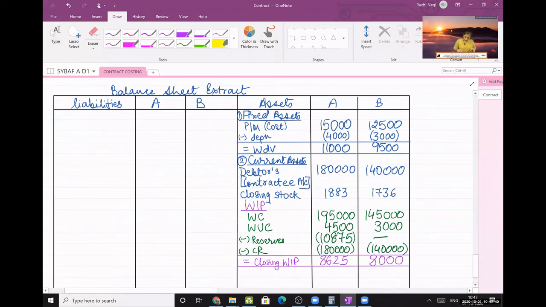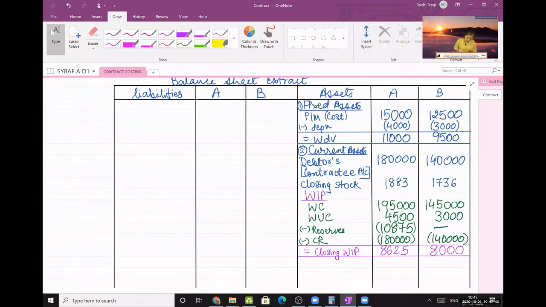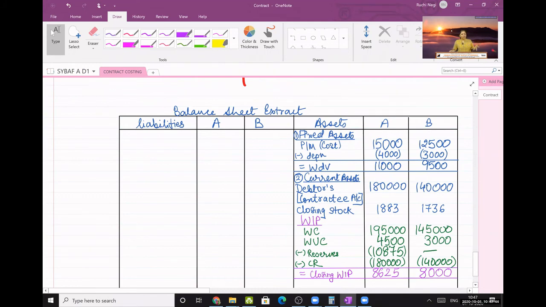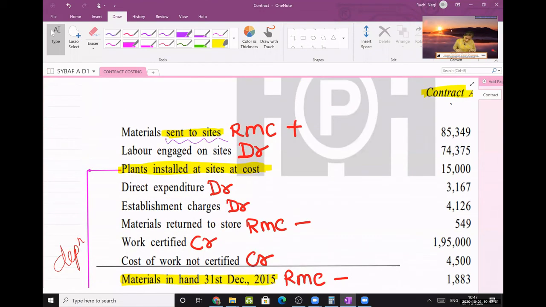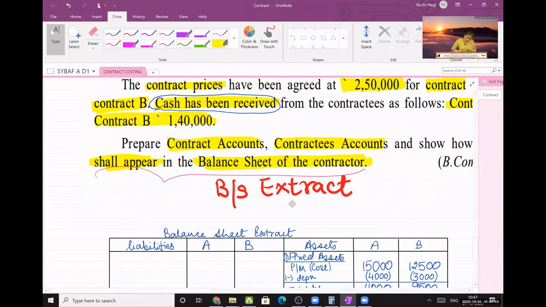Okay, now come to the liability side. Liability side mein kuch bhi nahi diya hai. No share capital is given, nothing is given, but ek cheez yaad rakhna, आउटस्टैंडिंग एक्सपेंसेस था इसमें तो वो ही आएगा सिर्फ लाइबिलिटी में. ओके, ओनली द आउटस्टैंडिंग एक्सपेंसेस विल कम.